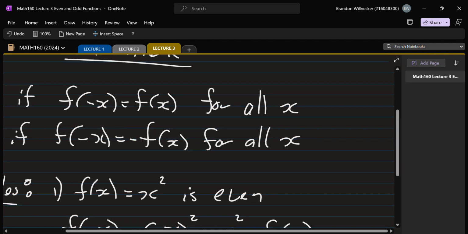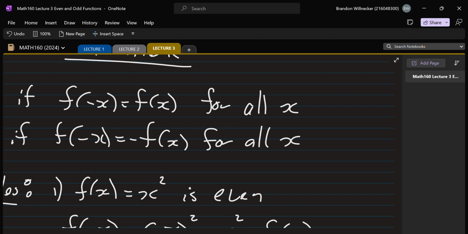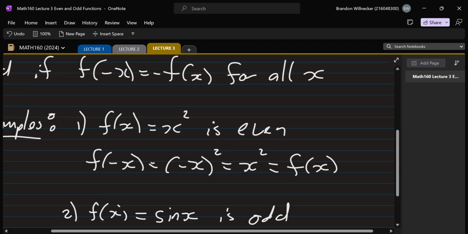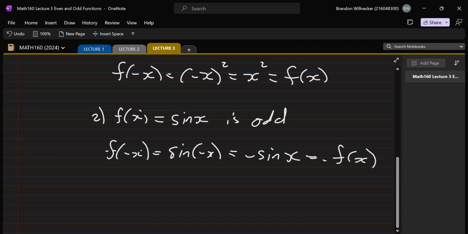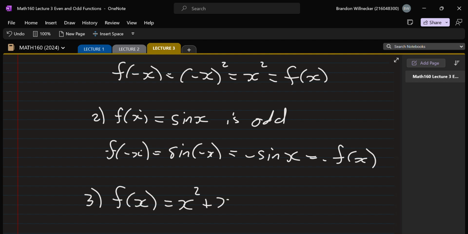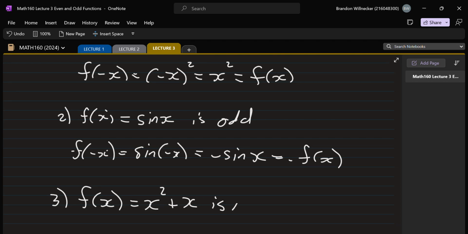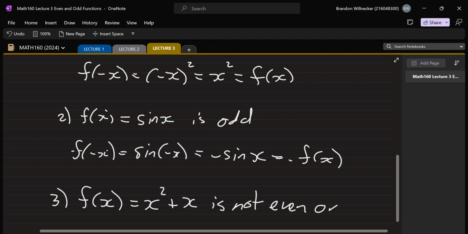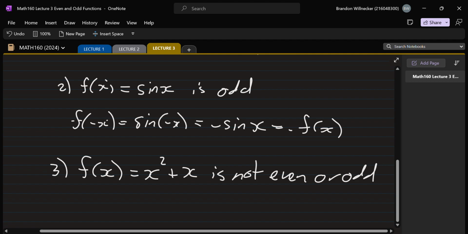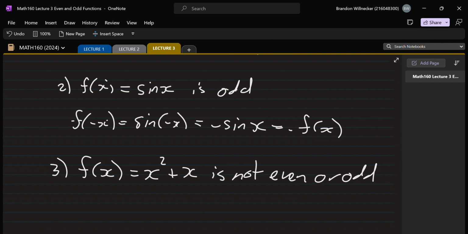And again, if we go back to our properties, f of minus x, we started with that. We ended up with minus f of x, so that means it's odd. Number 3, f of x equals x squared plus x is neither even nor odd. Okay, how do we show this? Well, we need to show that it doesn't satisfy property 1 for even, and it doesn't satisfy property 2 for odd. If it doesn't satisfy either of them, well, it's neither of them.